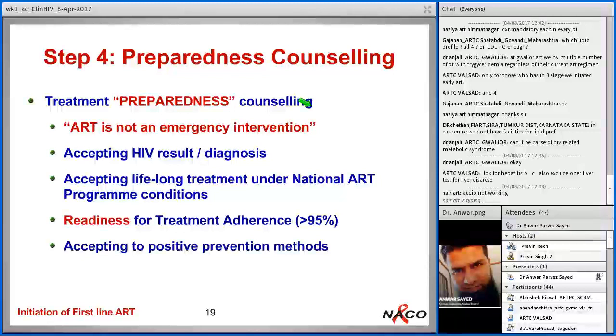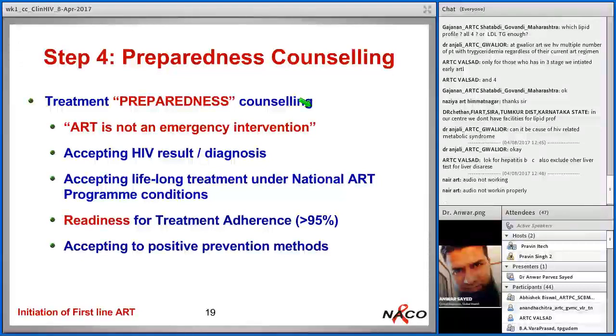But while starting ART, please make sure that the patient understands what the treatment is. The patient understands that this is HIV and it is going to be for lifelong. The patient understands that once ART is started, it will have to be taken for lifelong without missing a single dose. The patient should understand that there are some toxicities or side effects which can happen because of ART. So these 4 things at least the patient should understand.